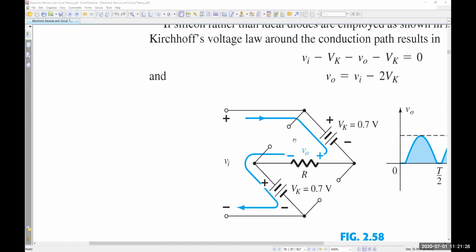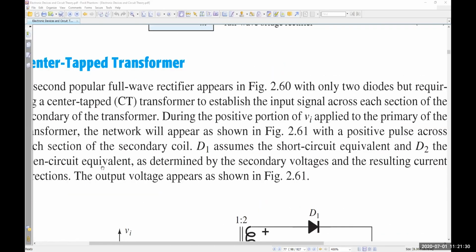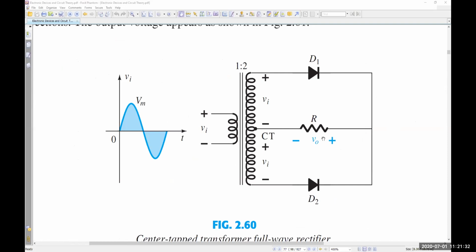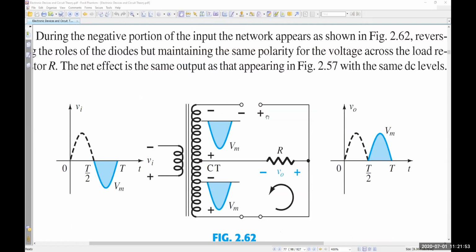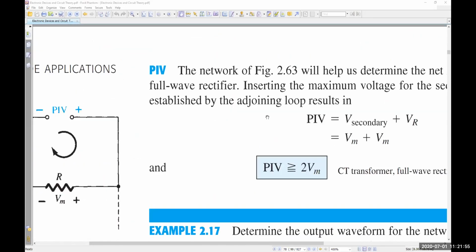the center tap transformer and center tap full wave rectifier are much better, right? Much better. But there is a problem as well. The problem is you have to use a transformer. Previously you did not have to use any transformer, but now you have to use a transformer, right? Understood? Everyone? Okay.